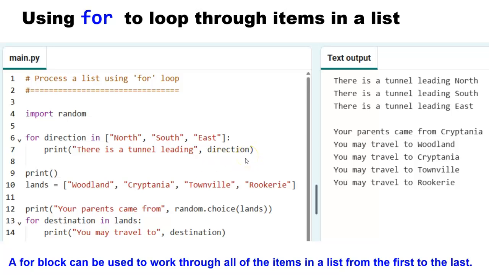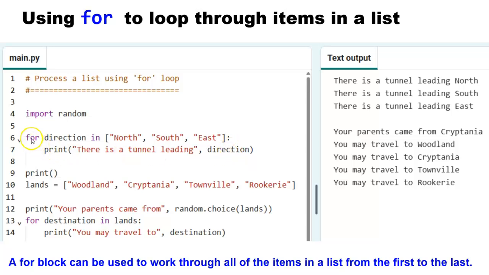PyRPG exercise 3b starts with this code here that you've been supplied with, and we can see that we're going to use the random library to make some choices, and we're also going to use a list which is contained within square brackets. So we can see here for direction in, and then we have a list of directions: north, south, east, and each of these is separated by a comma. So to make a list, we use square brackets and we put individual items with commas between them. And it says print there is a tunnel leading direction.